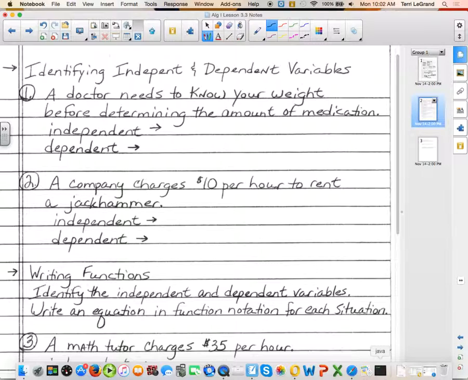So in other words, what's controlling the situation and what's dependent upon that control, okay? So, Tyler, what's the independent? Your weight. In other words, if the doctor knows your weight, then what is the result of that? How much medication to give you, so amount of medication. So your weight is the independent, and how much medication you're going to get is dependent upon how much you weigh. A smaller person does not take as much of the same medicine as a larger person does. Okay?